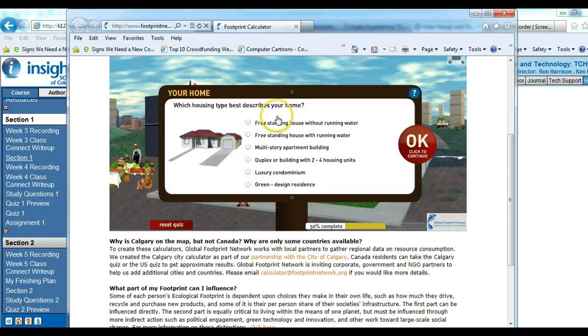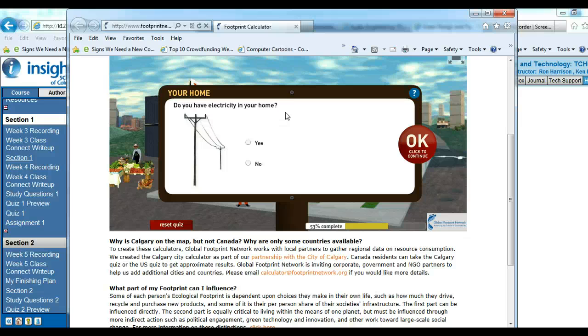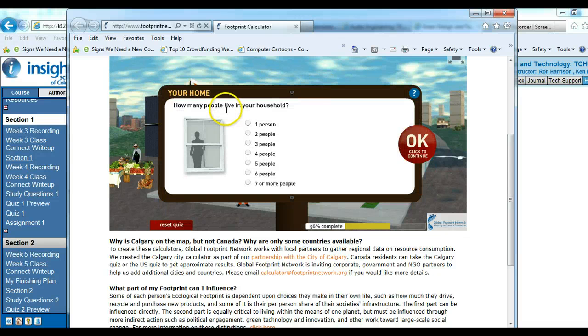You can see how nice it is, how interactive it is. Which housing best describes your home? With running water, so you want to figure out where you live. Electricity, and don't laugh at this, it's obviously probably more than half the people in the world do not have regular electricity in their homes. How many live in your household? Three people in mine.